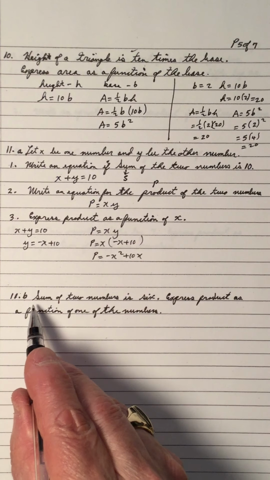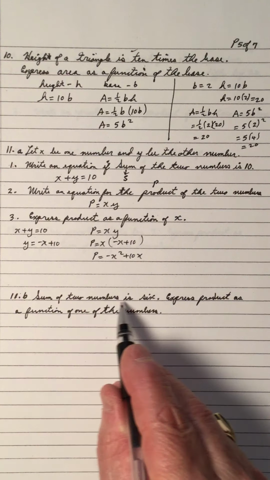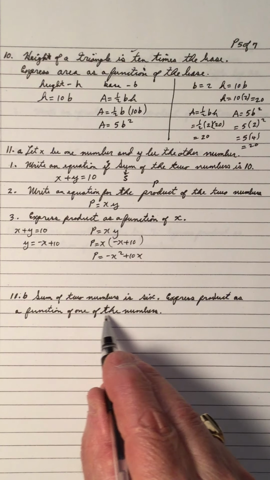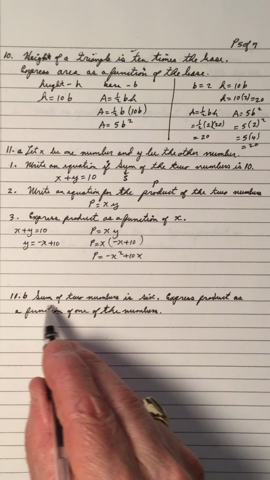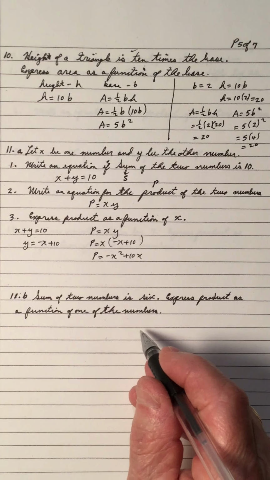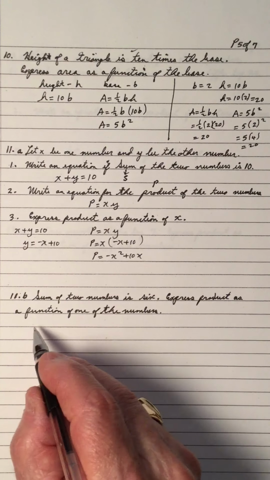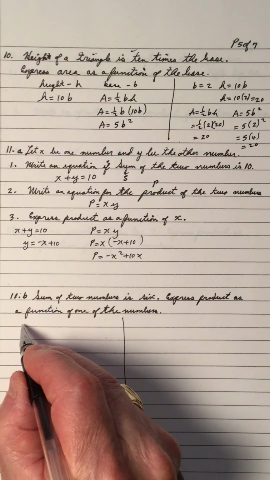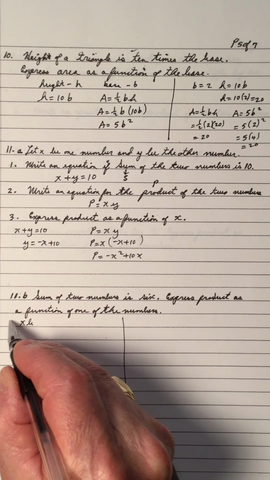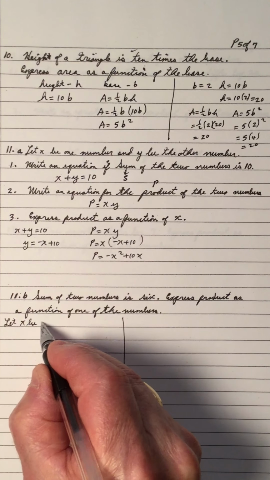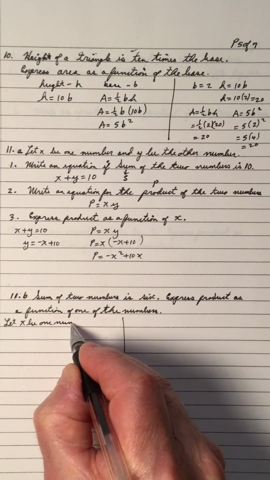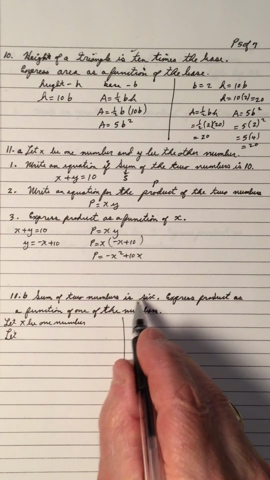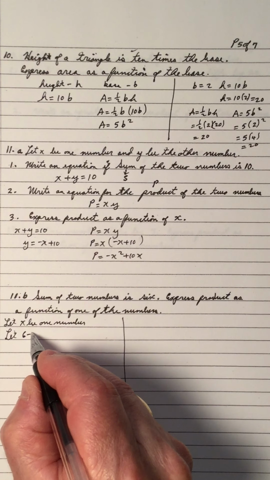And number 11b, the sum of two numbers is 6. Express the product as a function of one of the numbers. So if the sum of two numbers is 6, you can do it two ways. You can do it right away. If you let x be one number, then you can say, if the sum of two numbers is 6, then the other number is 6 minus x.